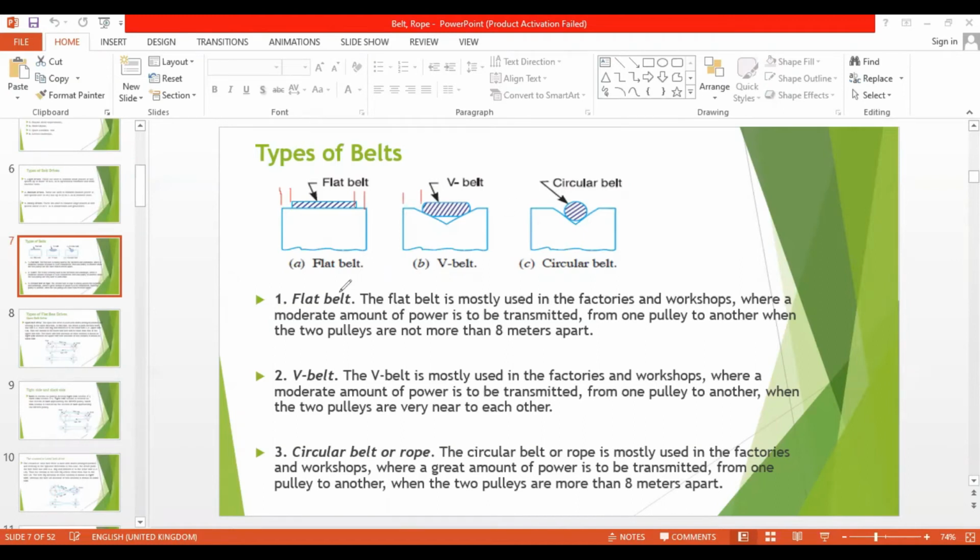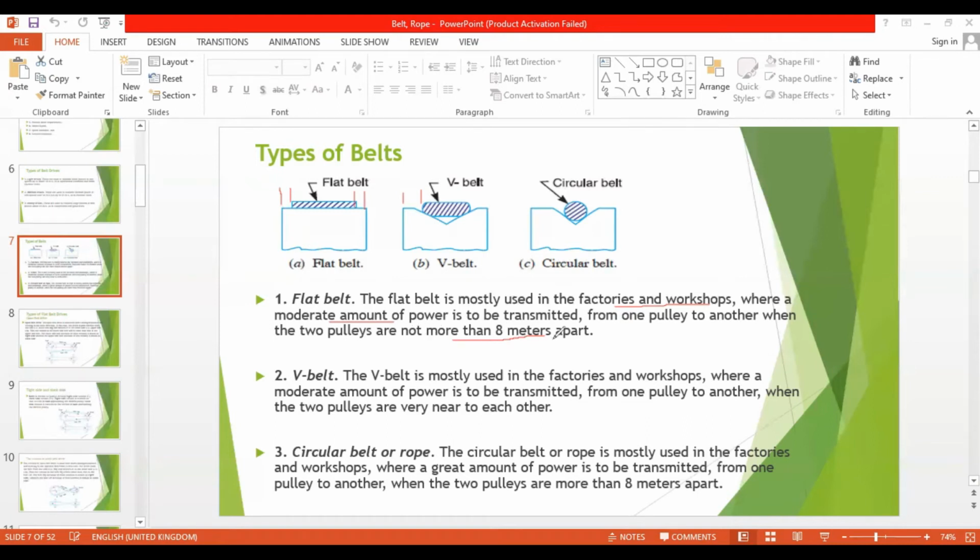We'll see what the flat belt means. A flat belt is mostly used in factories and workshops where a moderate amount of power is to be transmitted from one pulley to another when the two pulleys are not more than 8 meters apart. So a flat belt is usually used to transmit a moderate amount of power within a distance of 8 meters.